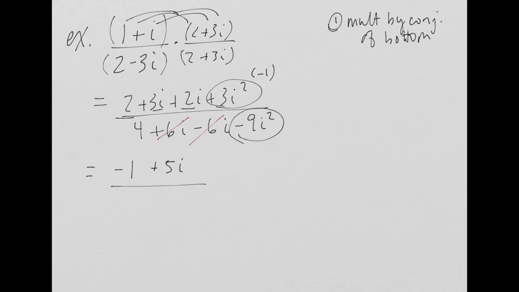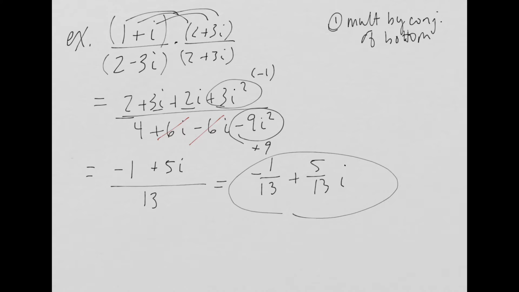So what do I get? Well, negative 9i squared, remember i squared is negative 1, so this is really a positive 9 over here, gives me a 13 on the bottom. So that whole thing just simplified to 13. And now let me rewrite this. Negative 1 over 13 plus 5 over 13 i. You can do that. You're allowed to divide both terms by 13. All I've done is split that up, and that's allowed.